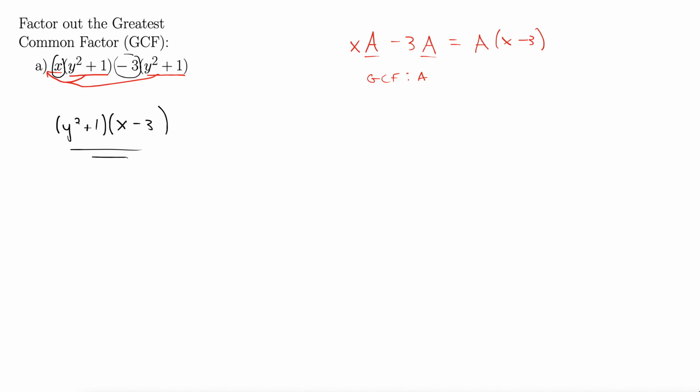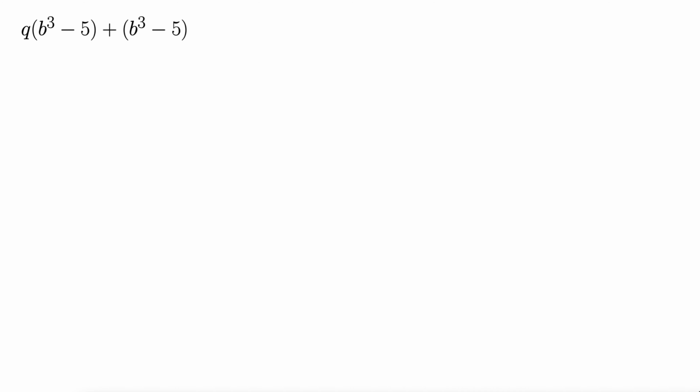Let's try another example. Again we want to factor out the GCF. We have q times (b cubed minus 5) plus (b cubed minus 5). And again, I'm going to write a simpler version of this. What if this was q times b? B is not a good variable since we're already using it. Let's do q times a plus a. Well, that's simpler. Our GCF here is a, so we would factor it out to the front.